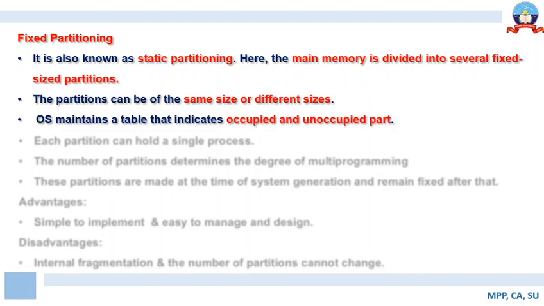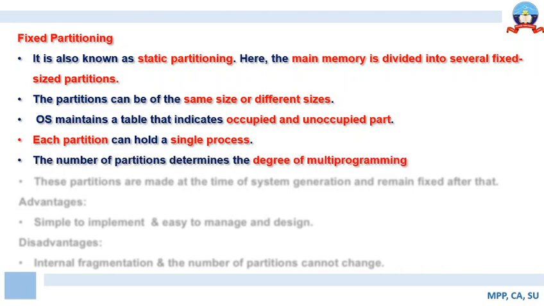The operating system maintains a table that indicates occupied and unoccupied partitions. Each partition can hold a single process, so we can make a process reside in a partition. The number of partitions determines the degree of multiprogramming.